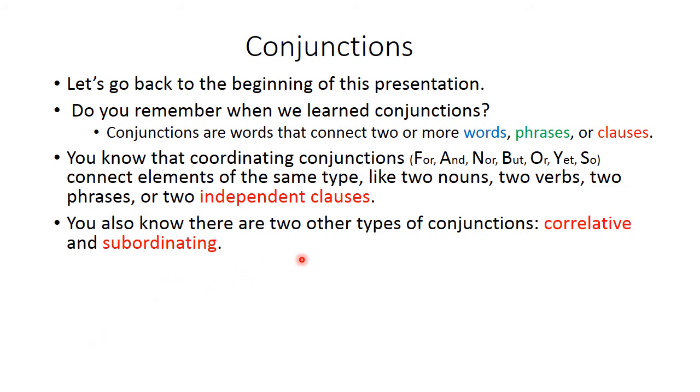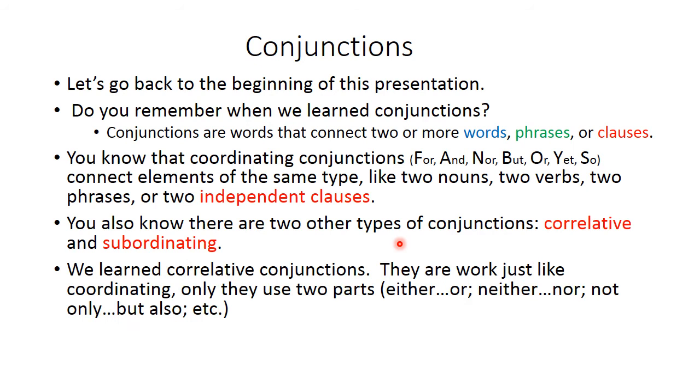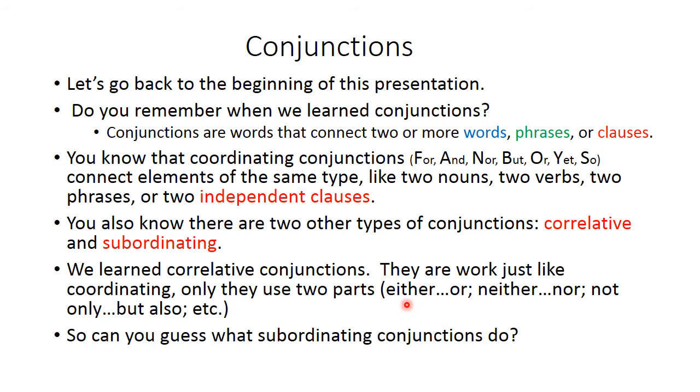You also know there are two other types of conjunctions, correlative and subordinating. We know that correlative conjunctions really just act just like coordinating conjunctions. They just have two parts, like either or, neither nor, not only but also, etc. So correlative conjunctions don't do anything different than coordinating. They just have more than one word. But can you guess what subordinating conjunctions do?